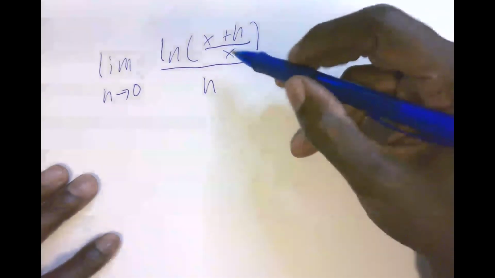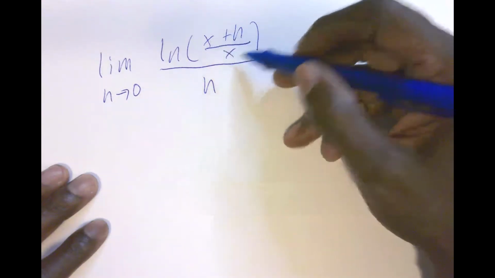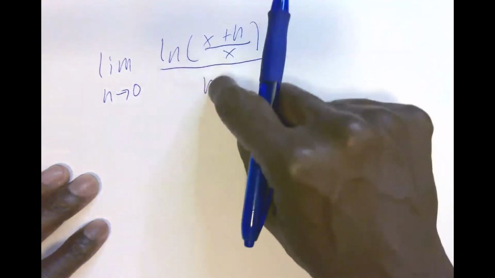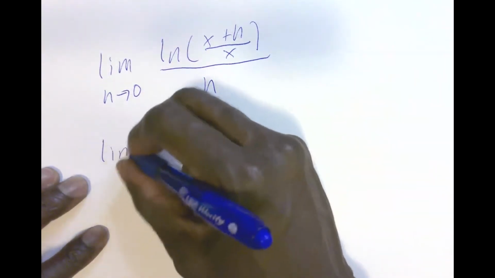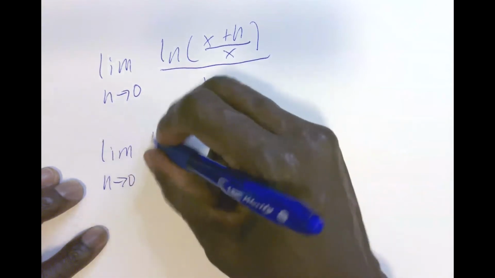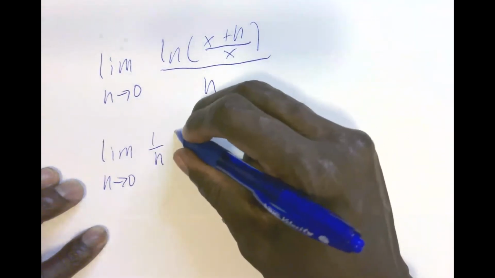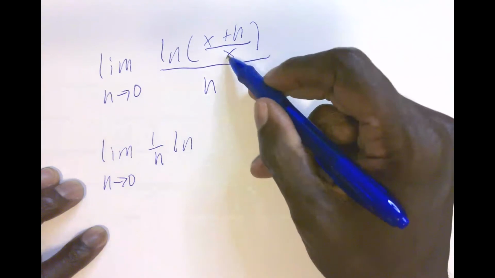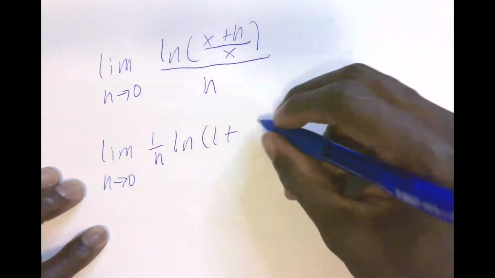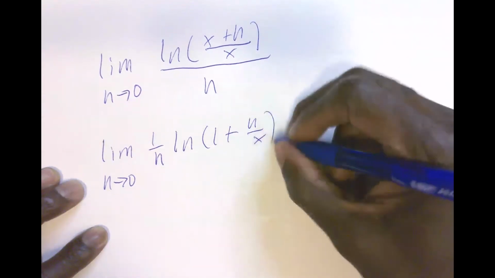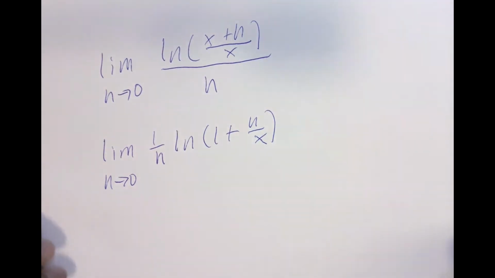And so I'll just continue to do some little manipulations to this to allow me to get this limit a little easier. So what I'll do is I'll divide both these by h, and I'm going to move this divided by h up here as being multiplied by 1 over h. So we'll say the limit as h goes to 0 of 1 over h times ln, so x divided by x is 1 plus, and of course, h divided by x is h over x. All right, so far so good.